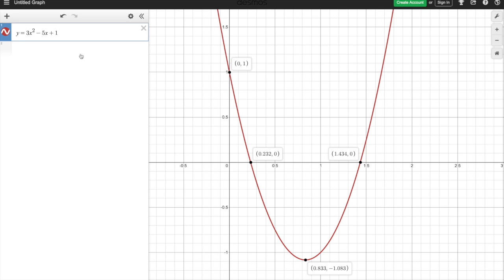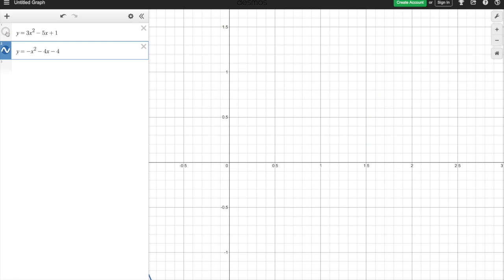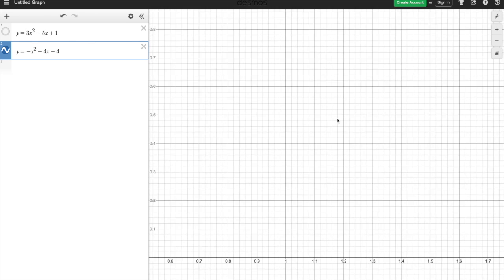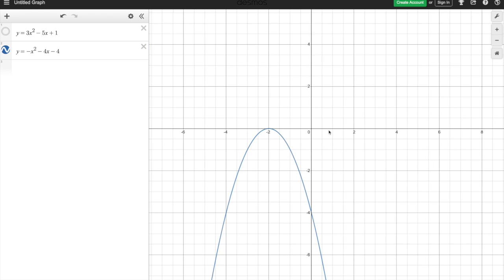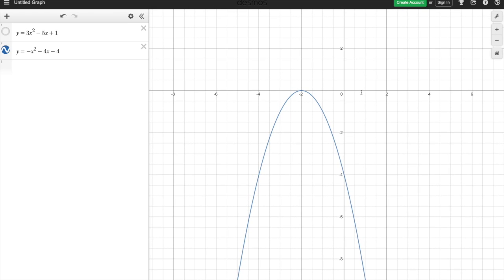Now let's type in the other quadratic. It was y equals minus x squared minus 4x minus 4. And we can go ahead and turn off the red graph and zoom out to see the next quadratic. So this one appears much different from the first one. We can see that the shape is like this.